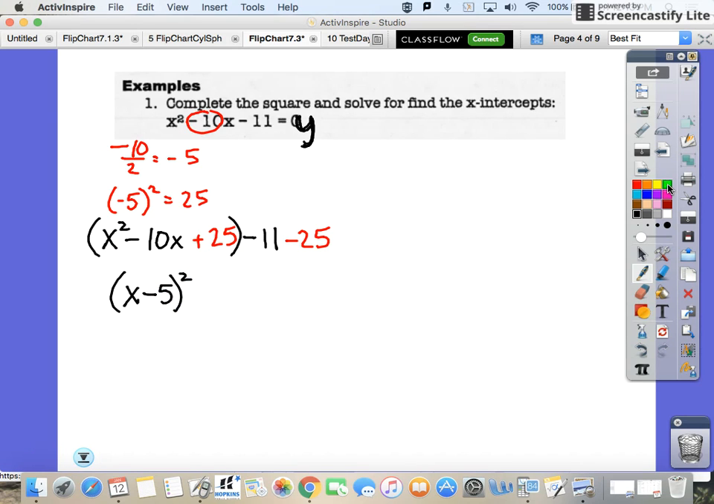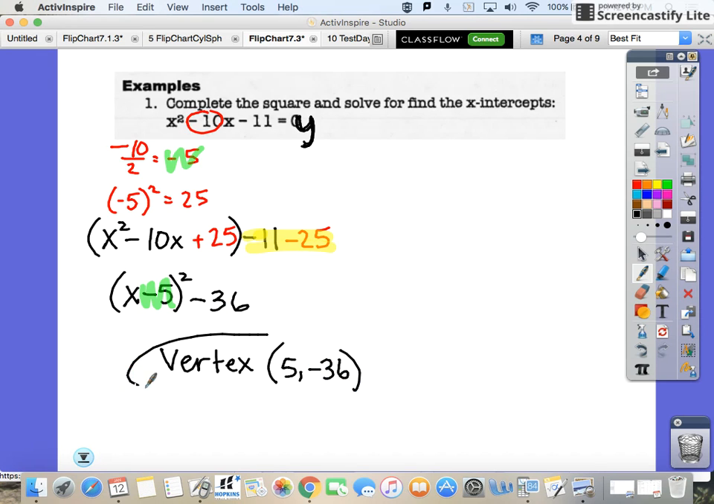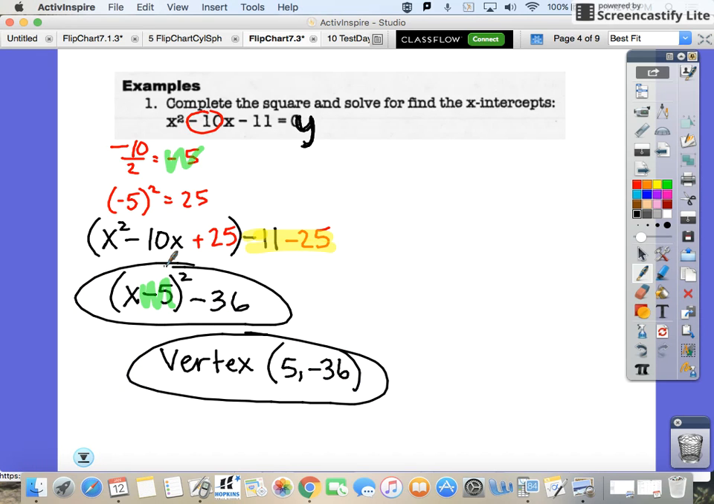And then we need to do -11 minus 25, which is -36. So our vertex is (h, k). I should highlight that this came from our yellow up here.